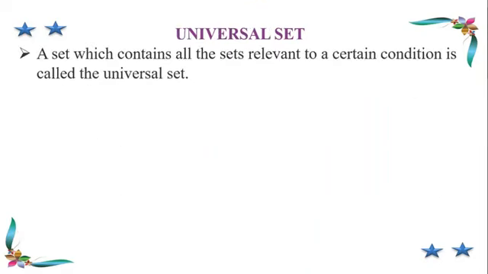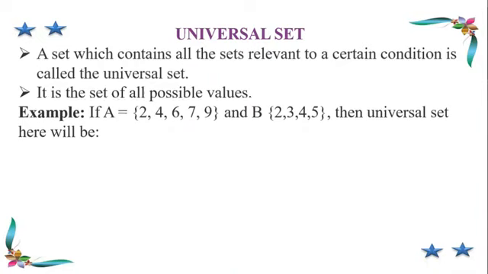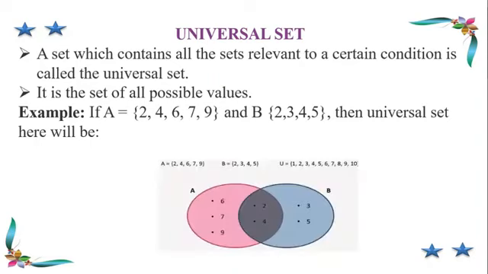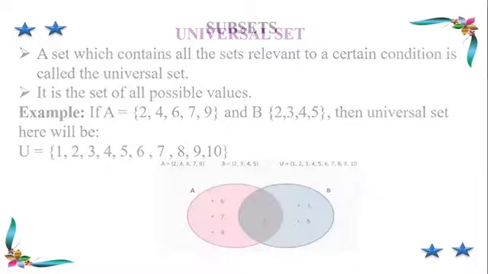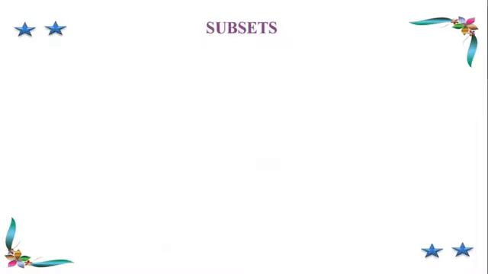Let us consider universal set. A set which contains all the sets relevant to a certain condition is called the universal set. It is a set of all possible values. For example, A equal to {2, 4, 6, 7, 9} and B equal to {2, 3, 4, 5}. Then the universal set here we can write like this: U equal to the set of all the numbers.